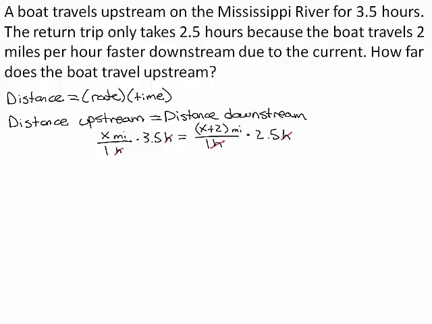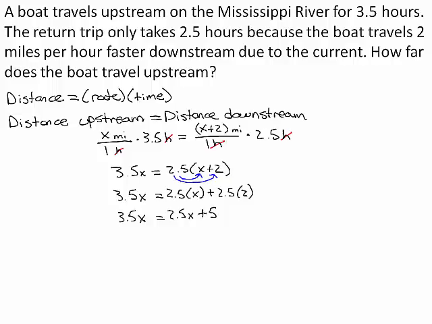The equation simplifies to 3 5/10 x equals 2 5/10 times the quantity x plus 2. Next, use the distributive property on the right side of the equation. Multiply 2 5/10 times x and 2 5/10 times 2 to get 3 5/10 x equals 2 5/10 times x plus 2 5/10 times 2, which simplifies to 3 5/10 x equals 2 5/10 x plus 5.